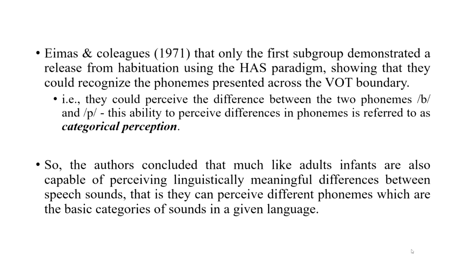So, here it is not surprising that only the infants from the first subgroup who were tested on different categories of sounds B and P could actually experience release from habituation, basically that they notice the difference between these two sounds. Now, this capability to perceive the difference between these two phonemes B and P is referred to as categorical perception. This is the fundamental ability in speech perception, because this is the ability that determines how infants are going to perceive different categories of phonemes of their given language.